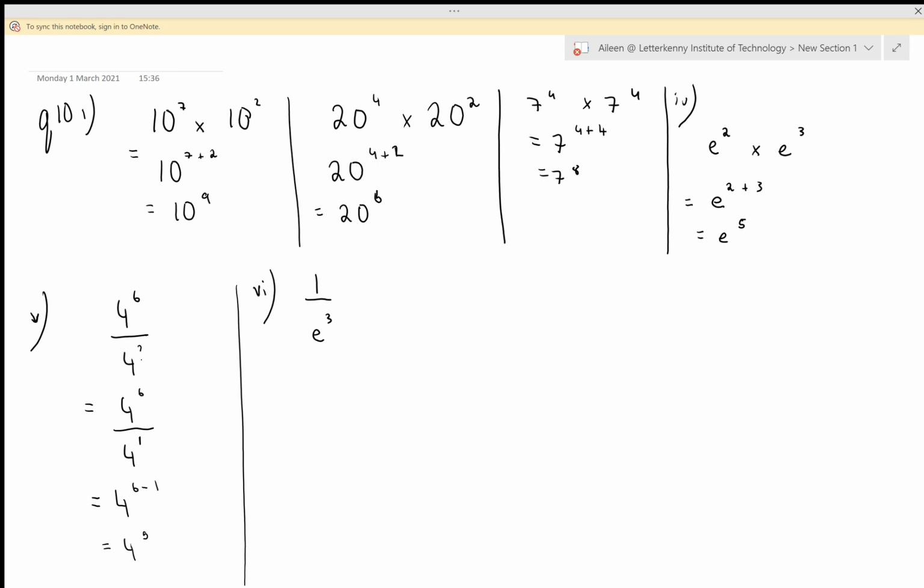Okay, please have your rules open at all times because you are simply using your rules. Now, in this case, I have a fraction, so I am using rule 1, 2, 3, 5. This is the same as saying e to the power of minus 3, or 1 times e to the power of minus 3. So you're just taking that bottom and writing it on the top, and when you do that, you change your exponent to a negative value. So your numerator stays where it is. E to the power of minus 3.